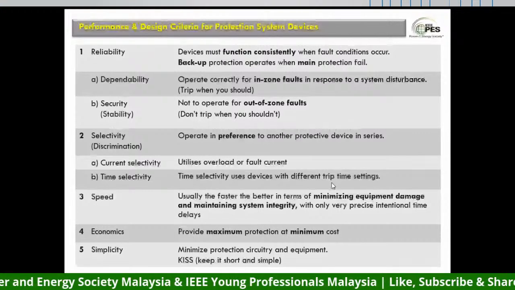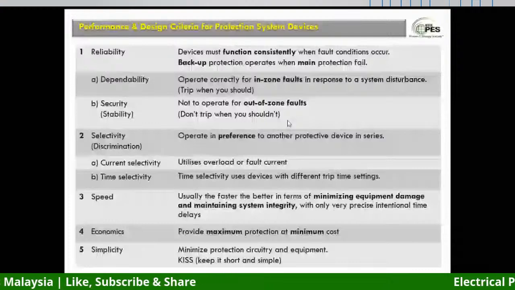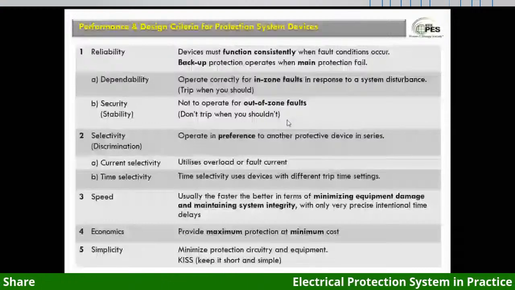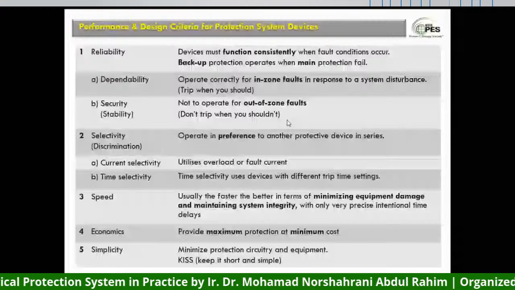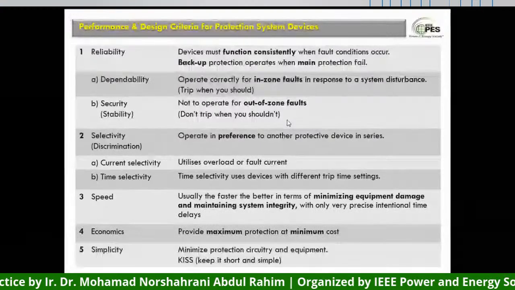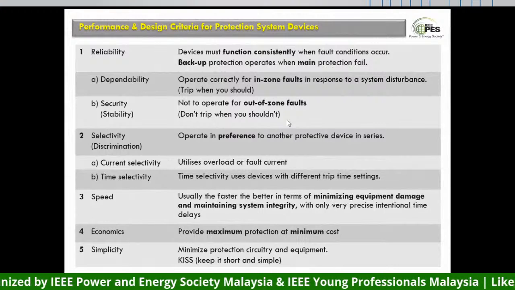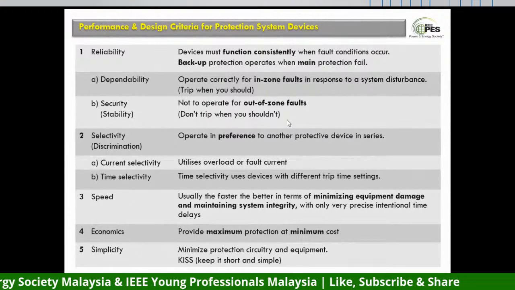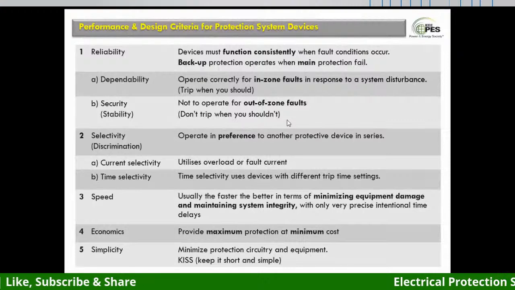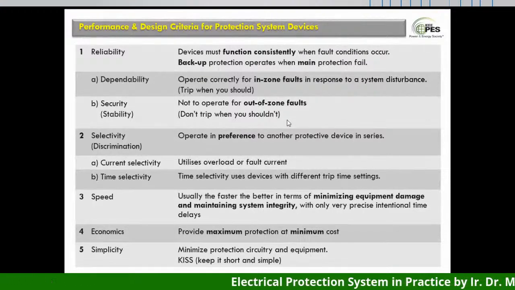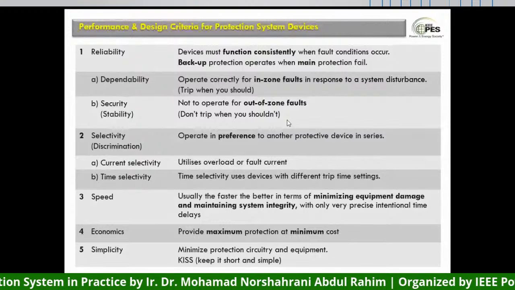One is the reliability. Reliability is defined as that the device must function consistently when fault conditions occur. It also must have backup operation when the main protection fails. So if we go back to the basic concept of protection, we will learn the main and backup protection. Then reliability, some people define it deeper. They discuss dependability and security, to make it short. Dependability means it should trip when it should. When a fault happens, it should trip. And security or stability means that it won't trip when it shouldn't.